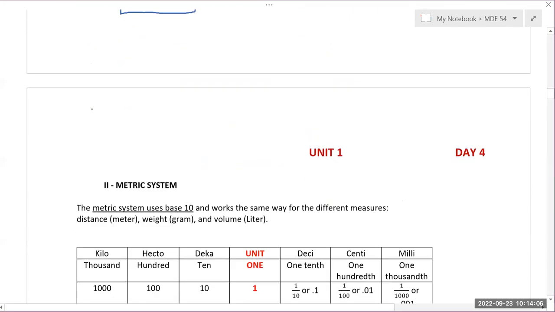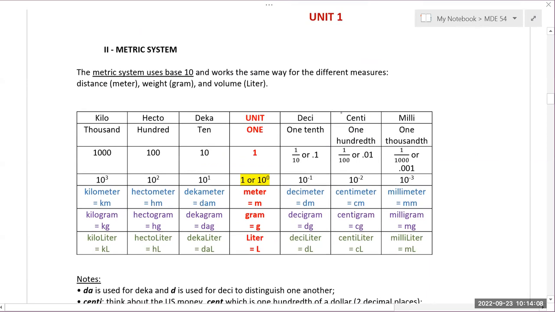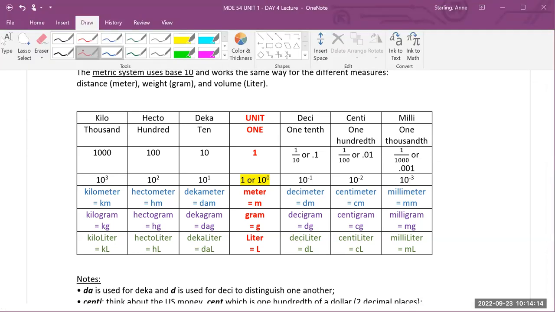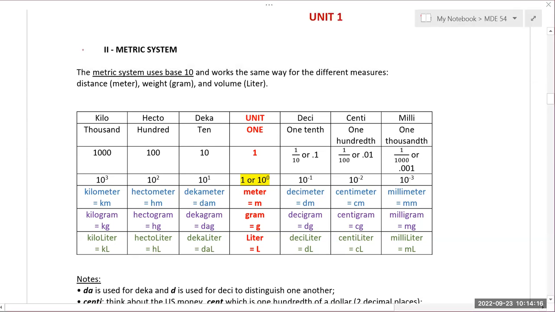So why are we going over it? Because the metric system uses this power of 10 idea to move from one unit to the next. So in American units for weight, we had pounds and tons, for example. For metric, we have different wording. They use just one central unit: meters for all their distance, grams for all their weight, liters for all their volume. So that becomes your central unit. That's 10 to the 0.